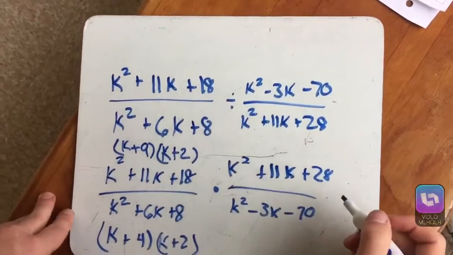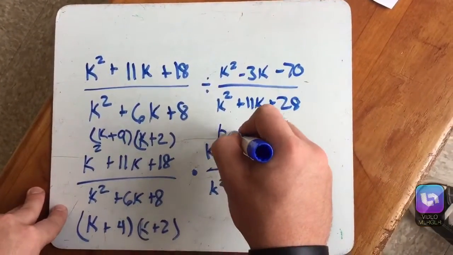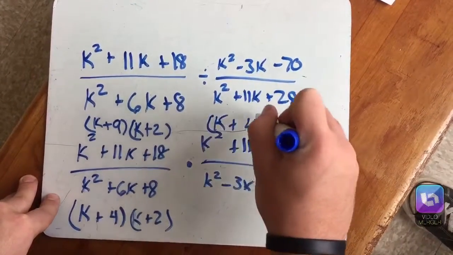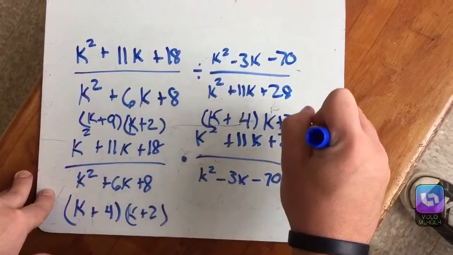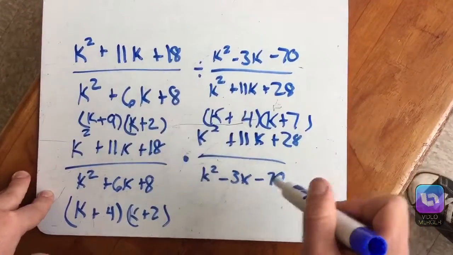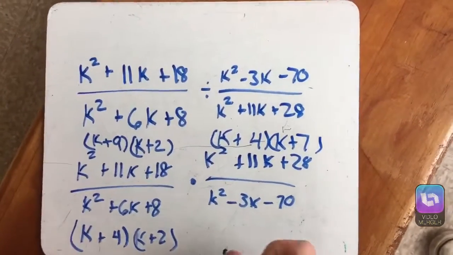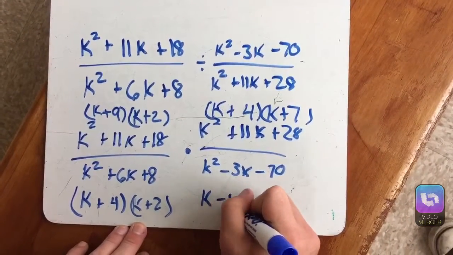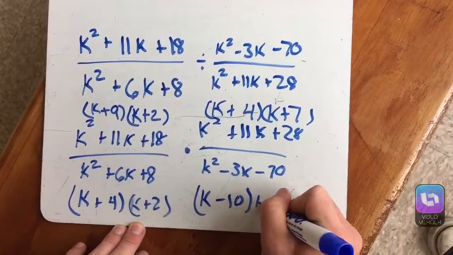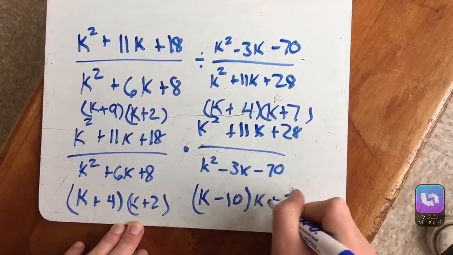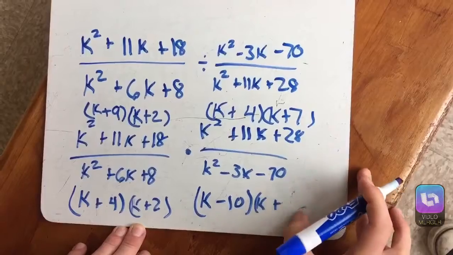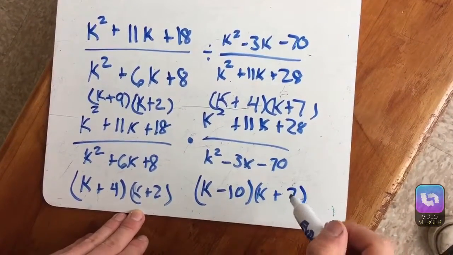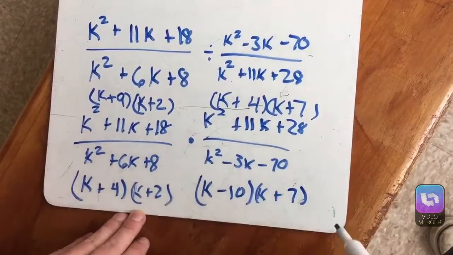And you're going to factor the top over here and get k plus 4 and k plus 7, because 7 times 4 is 28 and 7 plus 4 is 11. And then k minus 10 and k plus 7, because 7 times negative 10 is negative 70, and 7 plus negative 10 is negative 3.